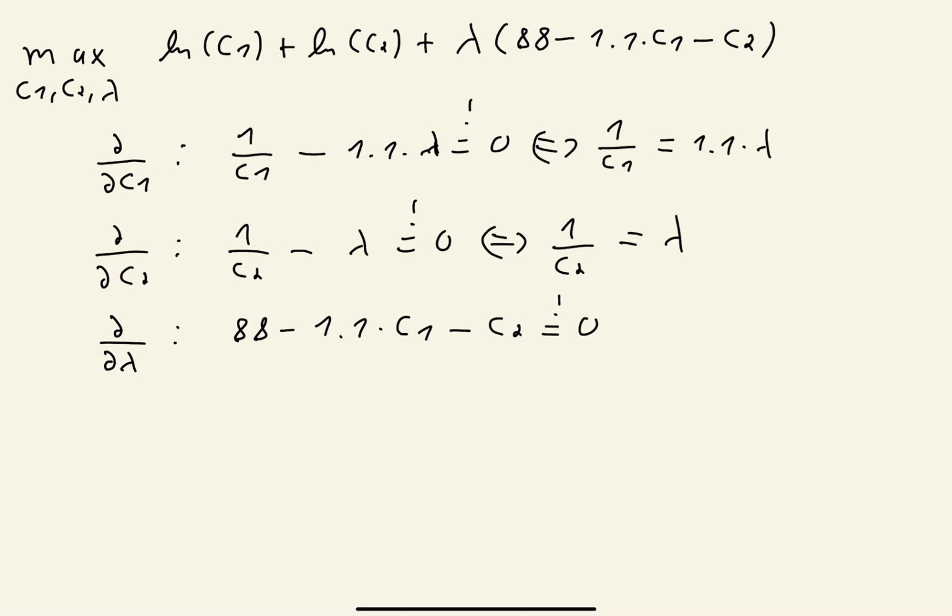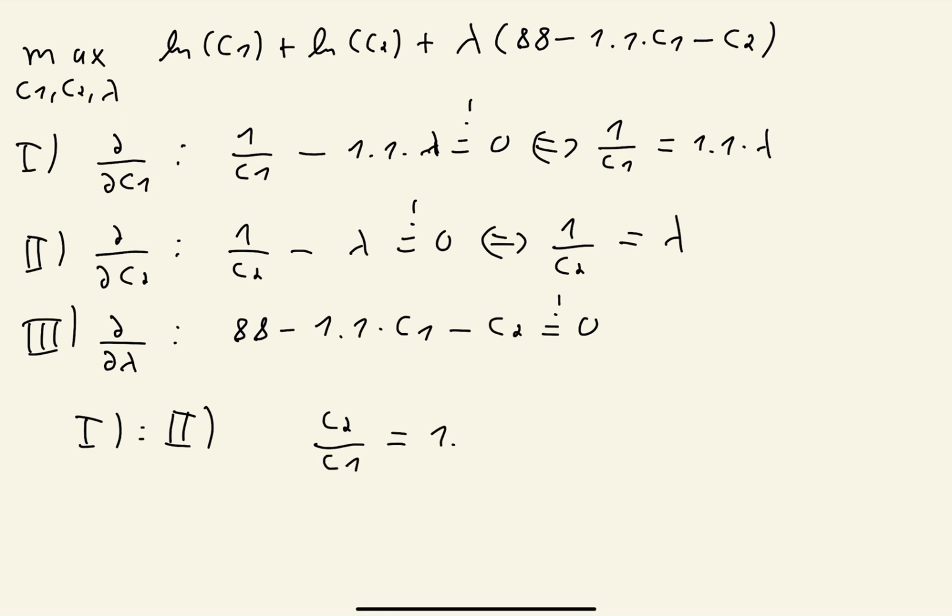And now again, I forgot to enumerate those conditions here. I'll just do it now. And now again, we divide the first order condition by the second one, so equation 1 divided by equation 2. Then what we get is C2 divided by C1 is equal to 1.1. Rearranging this, we get C2 is equal to 1.1 times C1.